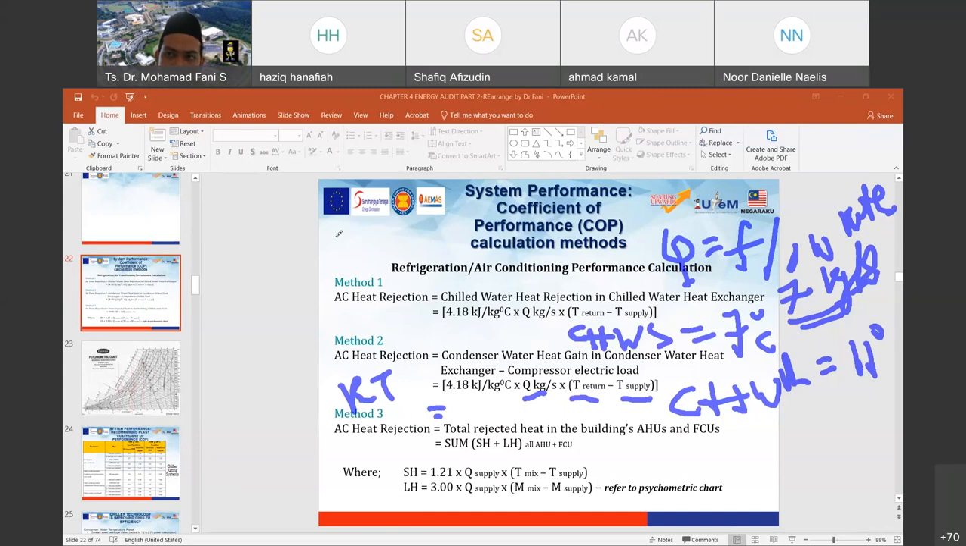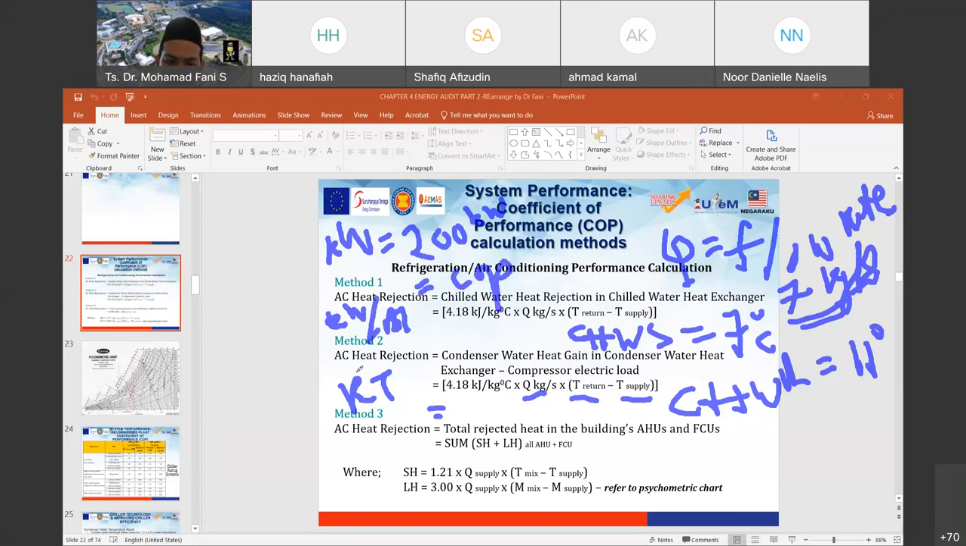And the measurement of the power in kilowatt. We measure the power of the chiller. For example, this chiller draws about 200 kilowatt input. So what's the kilowatt per refrigerant ton, and match it to the COP.